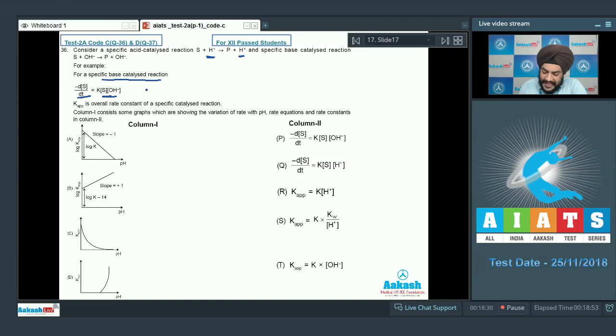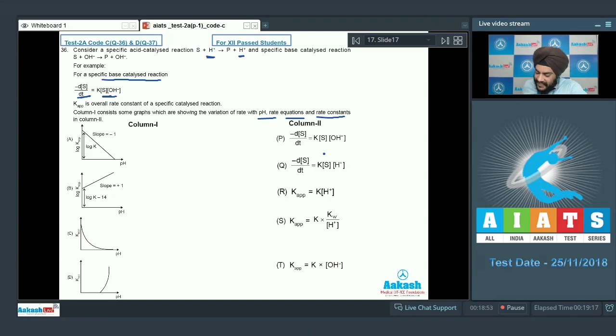The examiner further mentions to us that K apparent is the overall rate constant of a specific catalyzed reaction. So column 1 consists of some graphs which are showing the variation of rate with pH, and rate equations and rate constants in column 2. So let us look at the entries given in column 2 first.